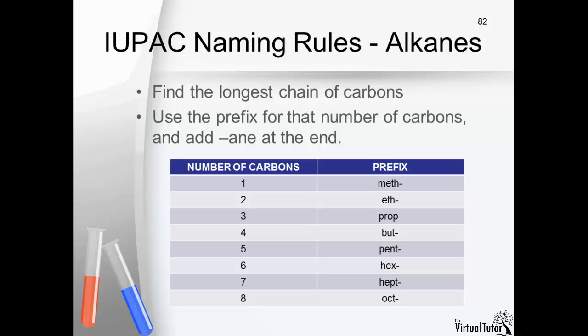There are, of course, prefixes for larger numbers of carbon atoms in the longest chain, but in these lessons we will confine ourselves to 8 carbon atoms. You can look up the other prefixes if you need them. Remember that the naming rules will stay the same, no matter how many atoms there are in the longest chain.